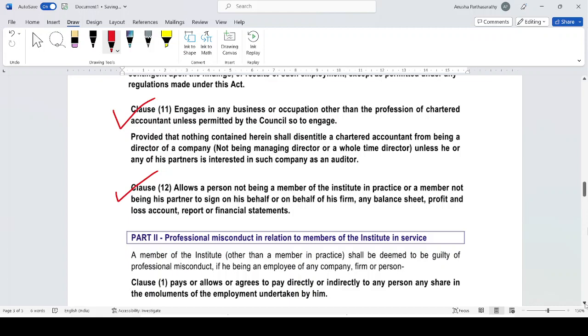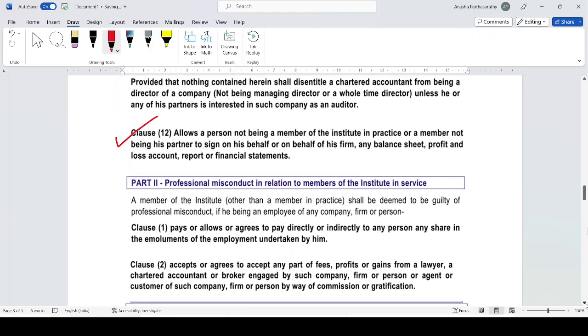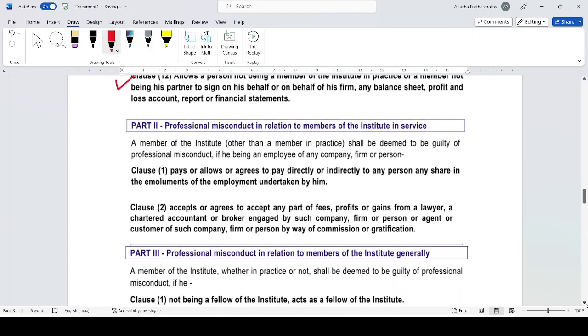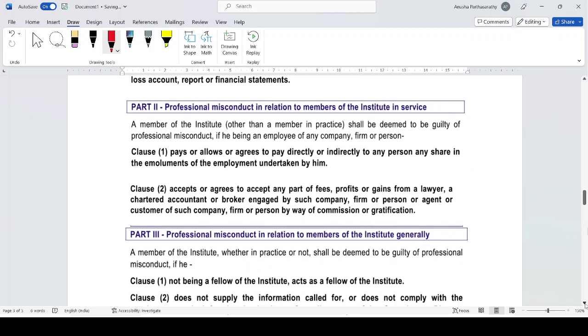As per Clause 1 of Part 2 of the First Schedule to the Chartered Accountants Act 1949, a member of the Institute other than a member in practice shall be deemed to be guilty of professional misconduct if he, being an employee of a company, firm or a person, pays or allows or agrees to pay any person any share in the emoluments of the employment undertaken by him.